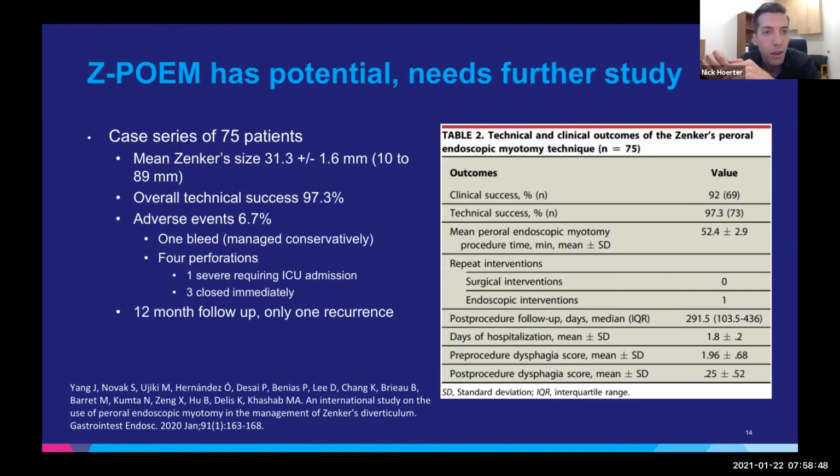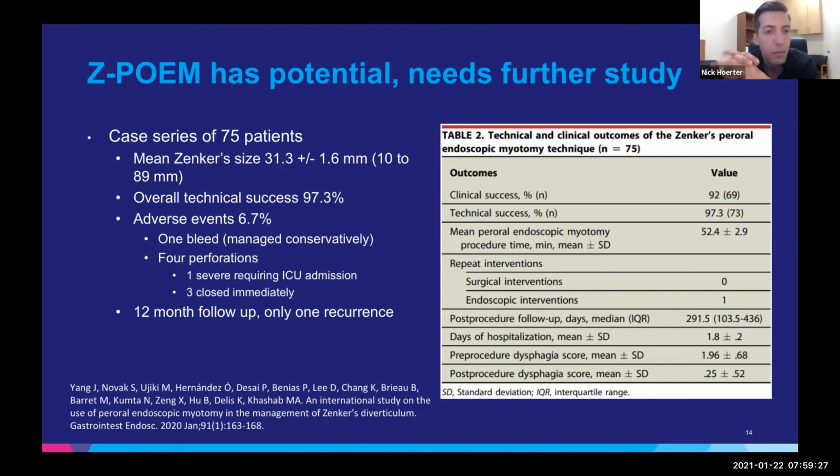This particular approach, the Z-POEM, is a newer approach. There are not randomized trials comparing the 2 approaches, but there are some larger case series. This is one of the largest case series. Technical success was very high. Adverse events, 7%, was comparable to what we just looked at in the last study with rigid endoscopy. And most of these are not very severe compared to those long-lasting complications we saw, like recurrent laryngeal nerve palsy. These are often intraprocedural, such as bleeding or a perforation, which can be closed endoscopically.